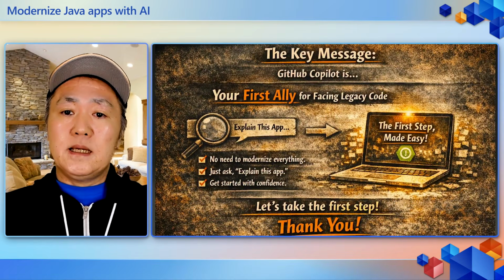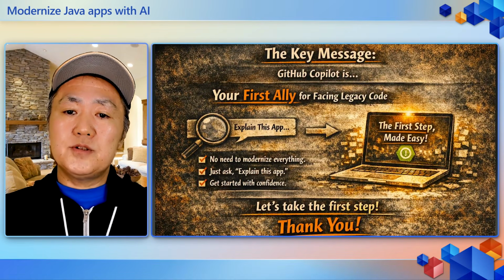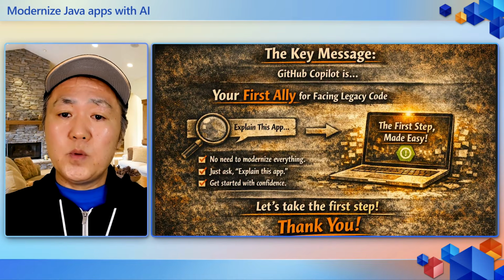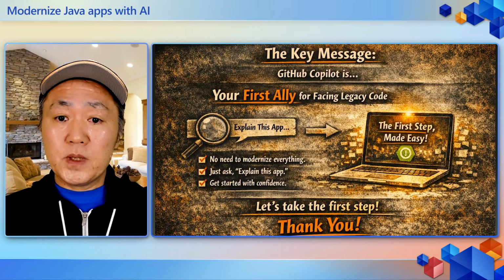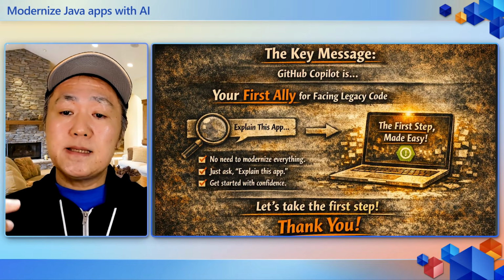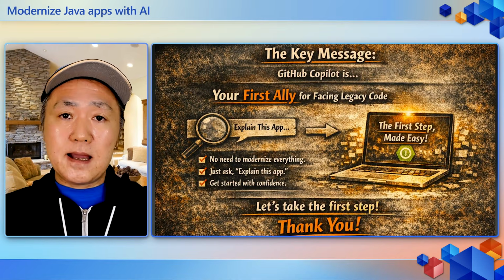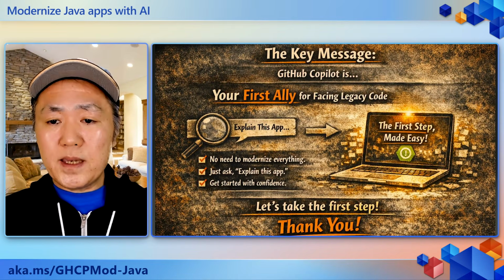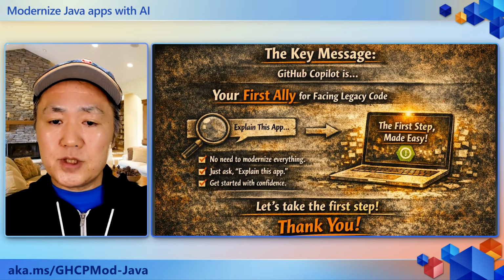To me, GitHub Copilot is not just a Java coding tool. It's your first paradigm when facing the legacy system. You don't need to modernize everything. Just start by asking, "Please let me know the best way to modernize the current system." That alone makes the first step much easier.